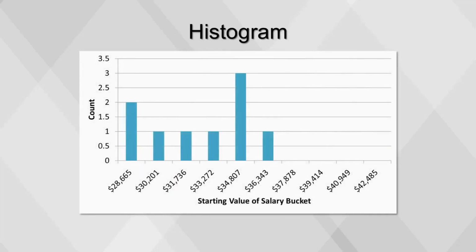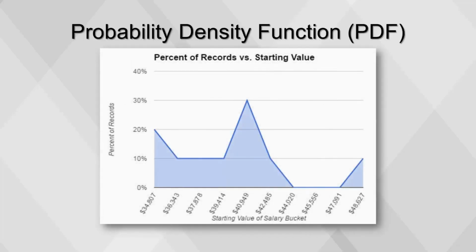Finally, we'll make a simple bar chart to visualize this table. This bar chart is known as a histogram, and it's one of the most common methods of visualizing a numeric distribution. Although many software packages can produce a histogram very quickly, as we've seen, creating one involves quite a few steps. If we change the visualization to an area line graph and change the vertical axis to the percent of records by dividing the count by the total number of records, the result is similar to what is known as a probability density function, or PDF.